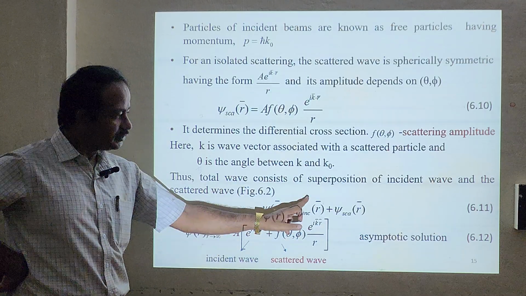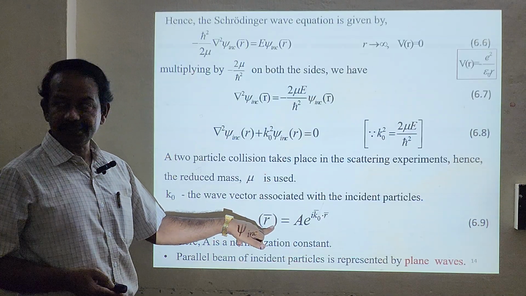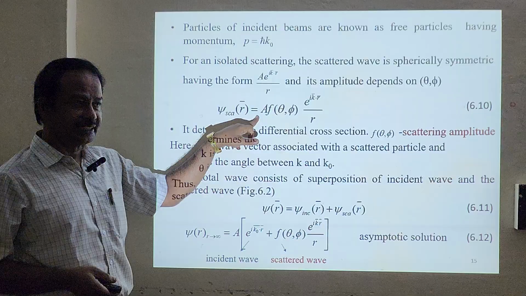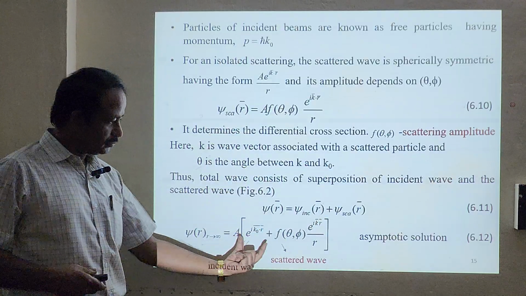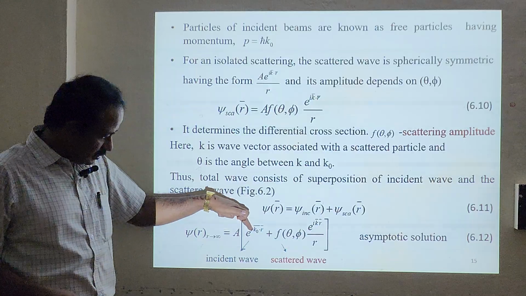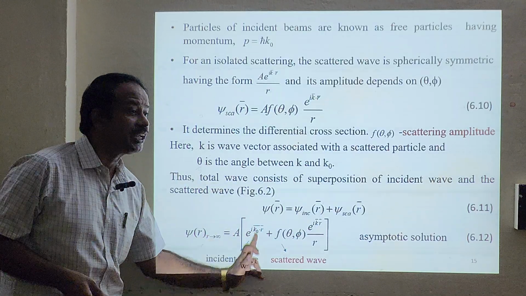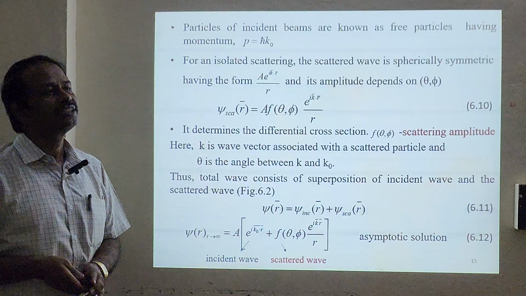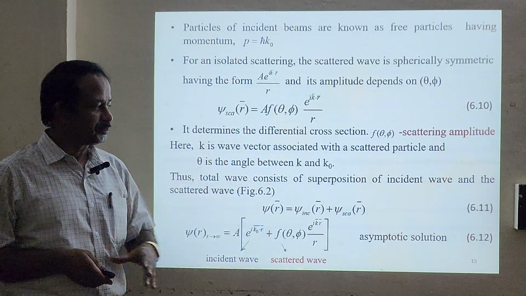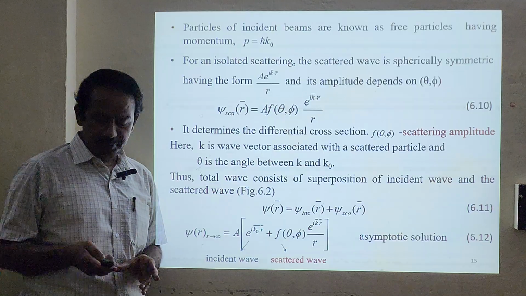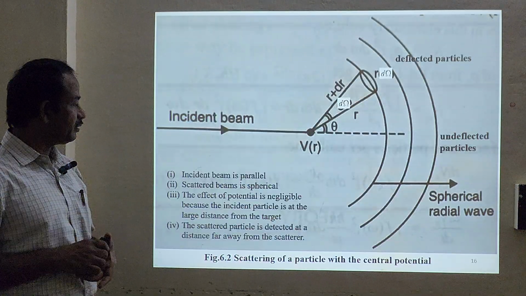You combine these two. We have the expression for psi incident and the expression for psi scattered. You add these two, keeping A as a constant outside. That will give you this expression, and this is your incident wave, and this must be your scattered wave. So this is your plane wave equation, and this must be the spherical wave equation. So your total psi will be this expression, equation 6.12. This is the idea we have learned so far.